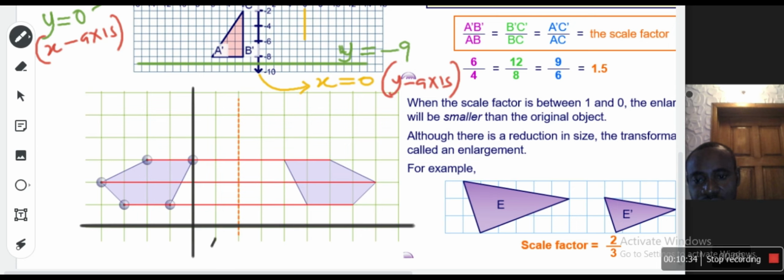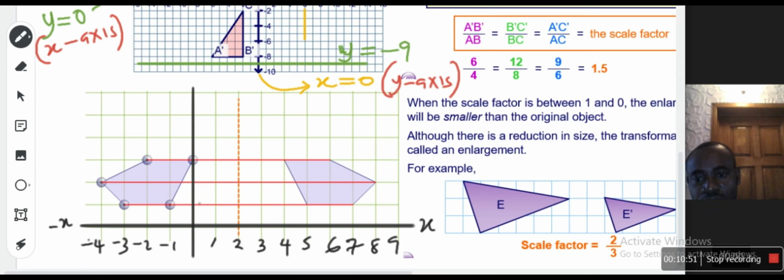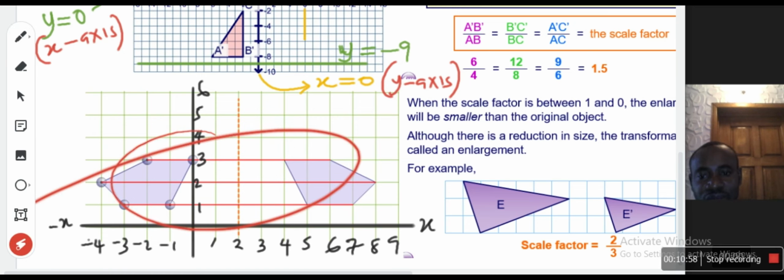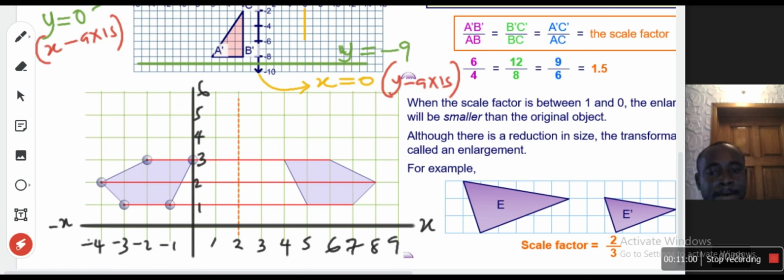This is 1, 2, 3, 4, 5, 6, 7, 8, 9 on the x-axis. Then of course minus x. You have minus 1, minus 2, minus 3, minus 4. Then you have 1, 2, 3, 4, and so on, 5, 6. What is this shape? What's the mirror line, first of all? This is the original thing.